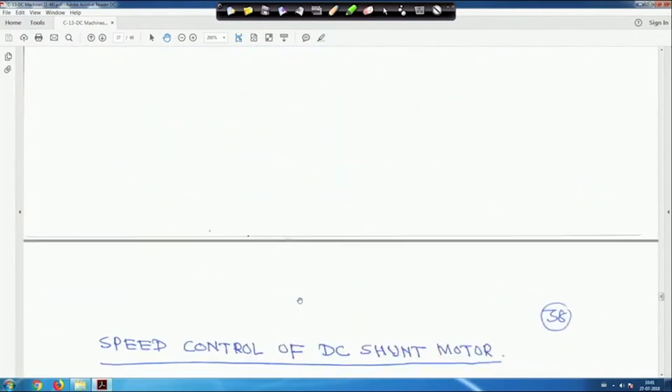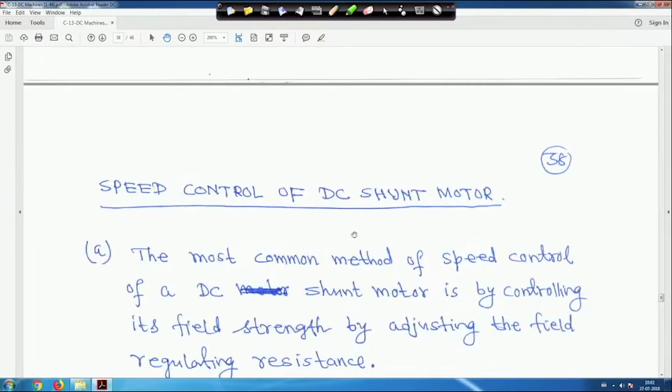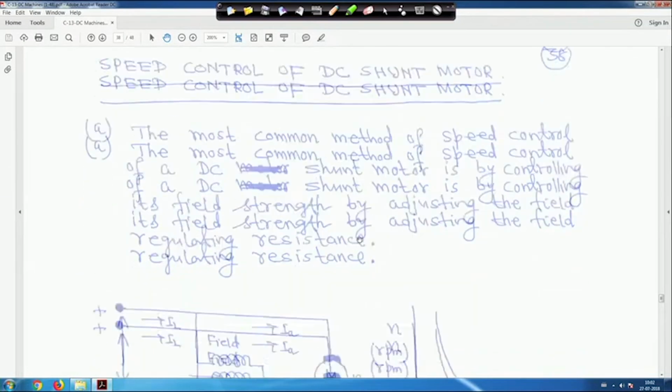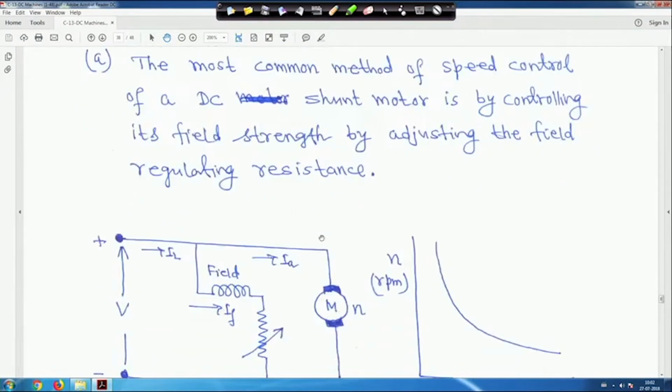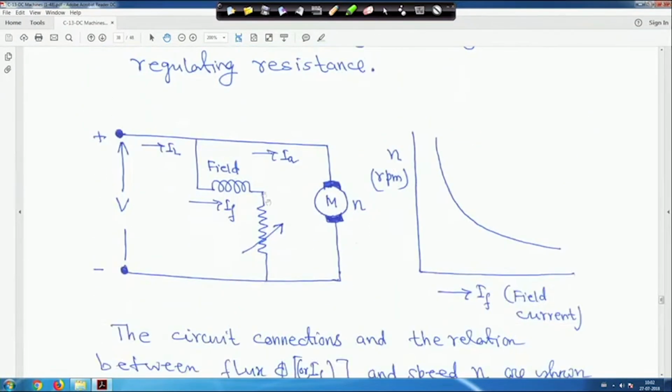Now, speed control of a DC shunt motor. The most common method of speed control of a DC shunt motor is by controlling its field strength by adjusting the field regulating resistance. If you look into the circuit, this is your field winding and one additional resistance has been connected. This is a variable resistance. If you vary this resistance, then your field current will vary.